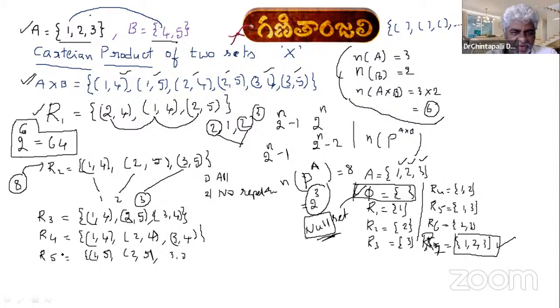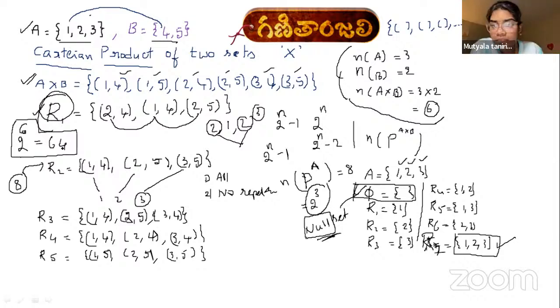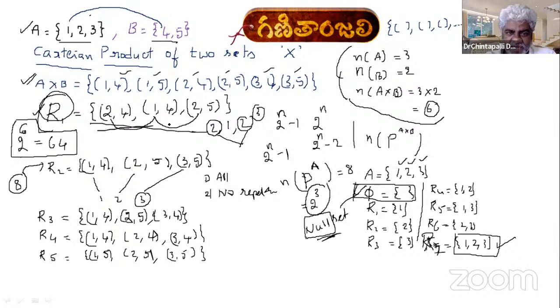See, the difference between these subsets: R1 is a subset, and R2, R3, R4, R5 are subsets. The difference among these subsets is that R1 doesn't follow these two rules. These four subsets R2, R3, R4, R5 follow these two conditions.